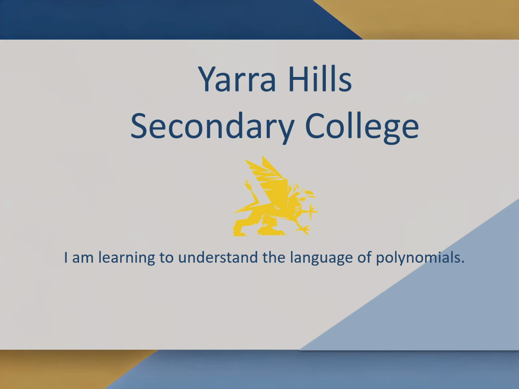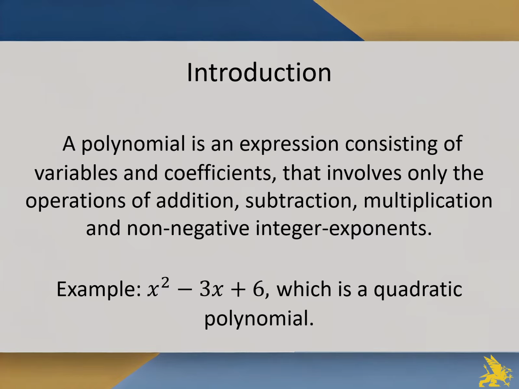Okay, so we are going to be working on 6A, and 6A is learning to understand the language of polynomials. So first thing we need to be thinking about, a polynomial is an expression consisting of variables and coefficients that involves only the operations of addition, subtraction, multiplication, and non-negative integer exponents. So for an example, what you have dealt with in year 10, we dealt with a quadratic.